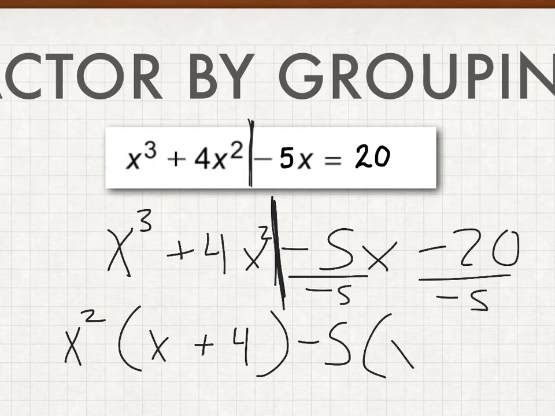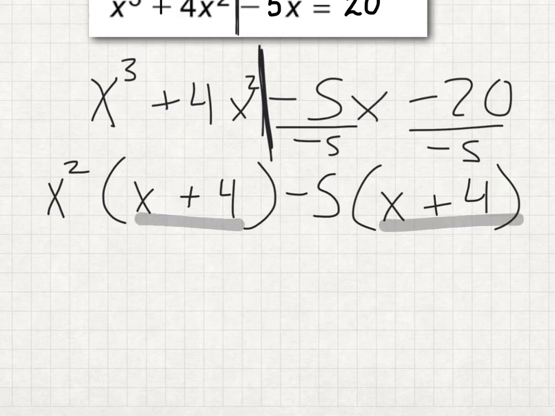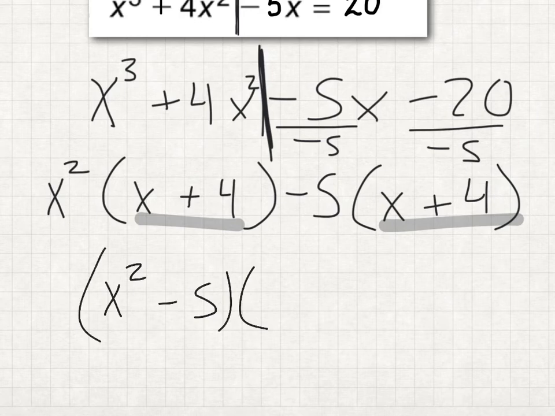So the first one, we're just left with x. What's -20 divided by -5? +4. Negative divided by a negative is a positive. Which is perfect because we need these two parentheses to be the same thing. So now we take what we pulled out and put it into its own parentheses. So we have x squared minus 5. And then our second parentheses is what was in common. So x plus 4.